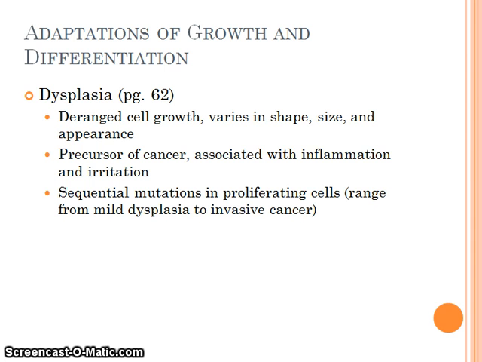Oftentimes if we're doing screenings and we see dysplasia cells, we say that the person has had pre-cancerous cells and they remove them. What happens is that these cells are going to just keep replicating and reproducing and making more and more abnormal cells, and then those can turn into tumors.